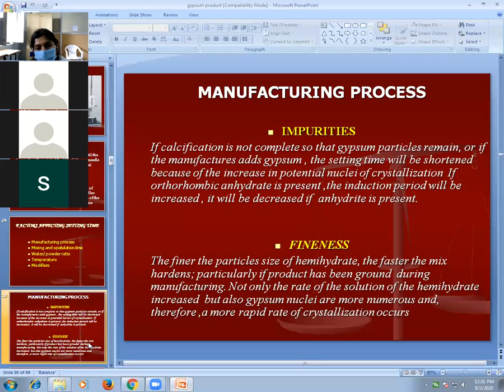Then fineness. The finer the particle size of the hemihydrate, the faster the mix hardens, particularly if the product has been ground during the manufacturing. Not only is the rate of solution of hemihydrate increased, but also the gypsum nuclei are more numerous and therefore there is a more rapid rate of crystallization, same as that of impurities. If the size of the particle is small, dissolution is fast, then nuclei of crystallization are more, so the setting reaction will be fast.